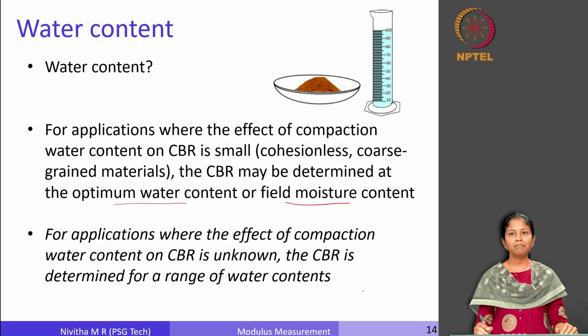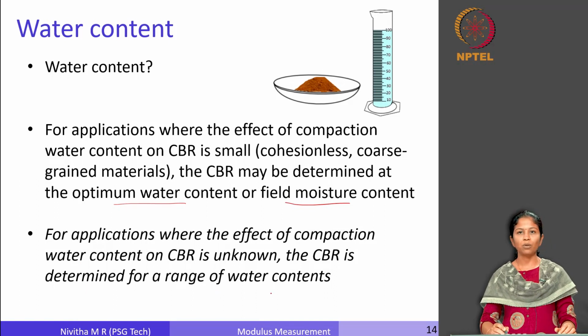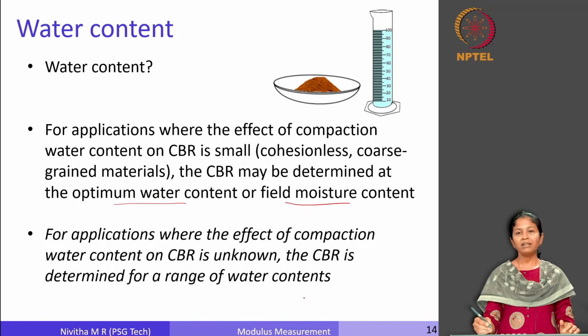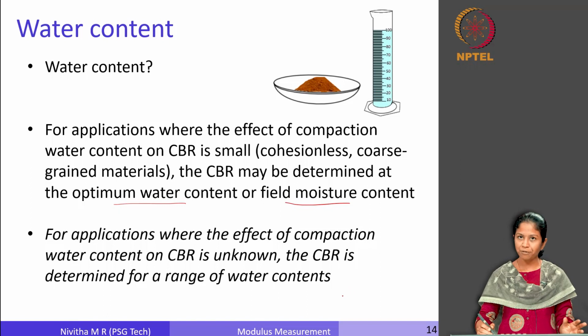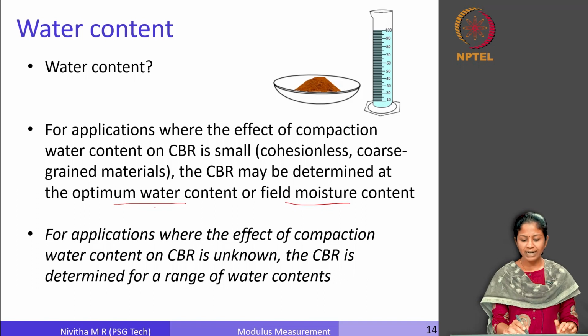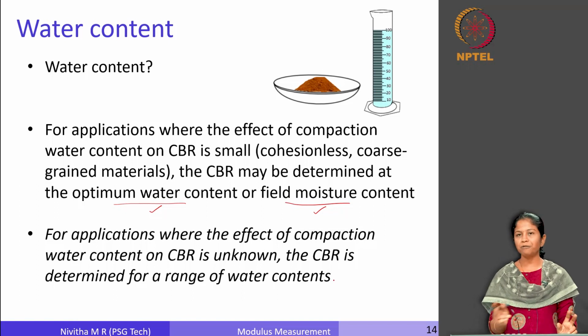In your ASTM D1883, they specify that for cases where the effect of compaction water content on CBR is unknown, basically, when you vary the water content, you do not know how sensitive the CBR value is, in that case you can carry out the test for a range of water contents, right. So, even in the previous case, even for a cohesionless soil, if needed, you can do it for a number of water contents. For each water content, you have to prepare the sample and carry out the test in the same procedure. But ideally, we will be doing it either for the optimum water content or for the field moisture content, one of these two scenarios.